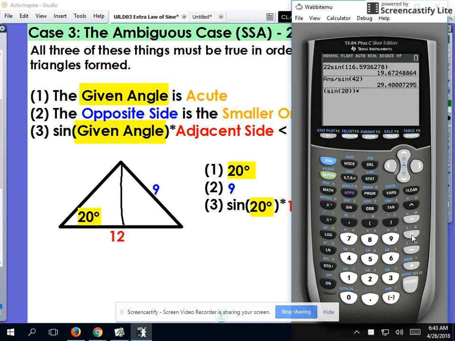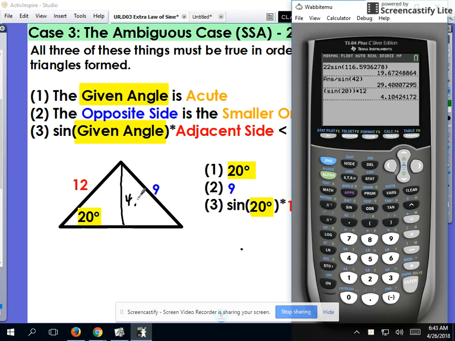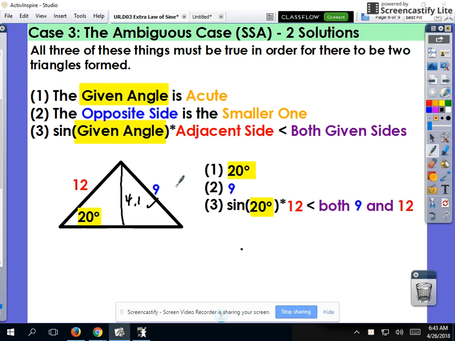I don't like how this is drawn. This is super not cool. I would put that 12 way up there on the top left, but it is the adjacent side. So our height is 4.1, and 4.1 is definitely smaller than 9. So let's just, because right now that really bothers me, let's move that up there. Okay, there we go. So this is 4.1, which means, yay, two cases.